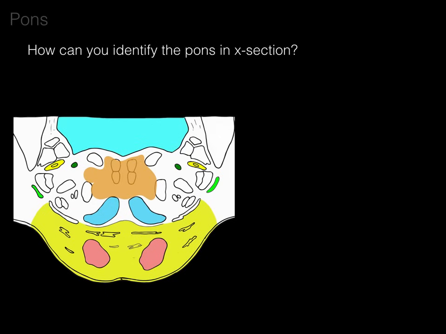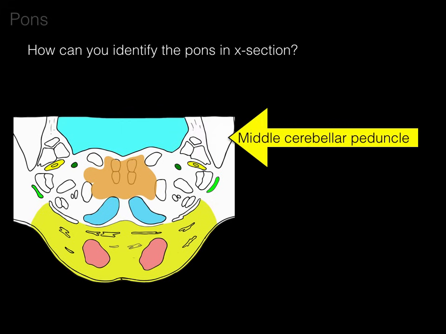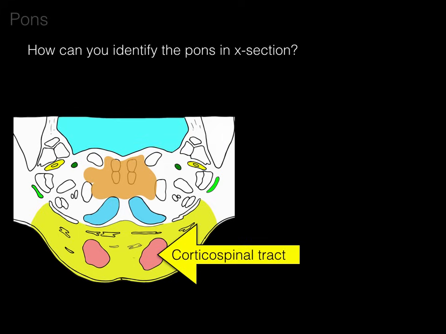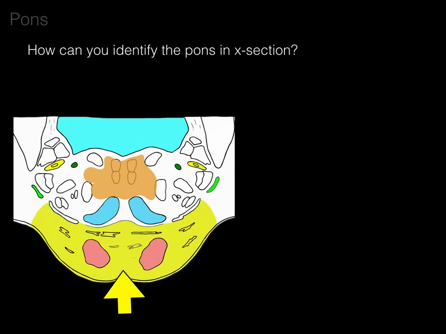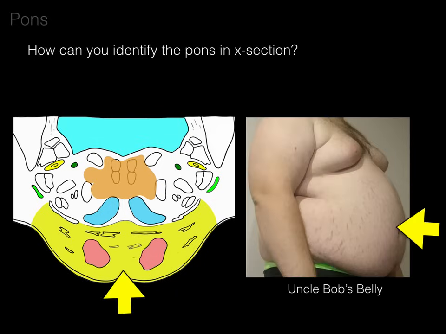So how can you identify the pons in cross-section? Well, you identify these structures like, hey, there's the fourth ventricle. I can see that. It's really big. It's at the back. Or, oh, there's that middle cerebellar peduncle. I can see that big thing coming off the side. Or, oh, there's the corticospinal tract that's right in the middle of the pons proper. And also, when you just take a look at that pons proper, it kind of looks like your Uncle Bob's belly. And if you see a cross-section that looks like a big belly, you know you're in the pons.